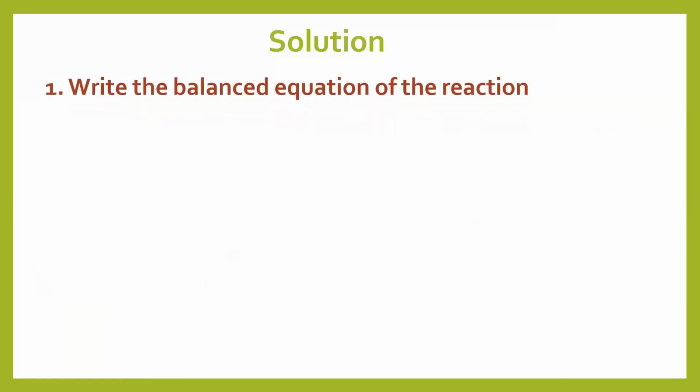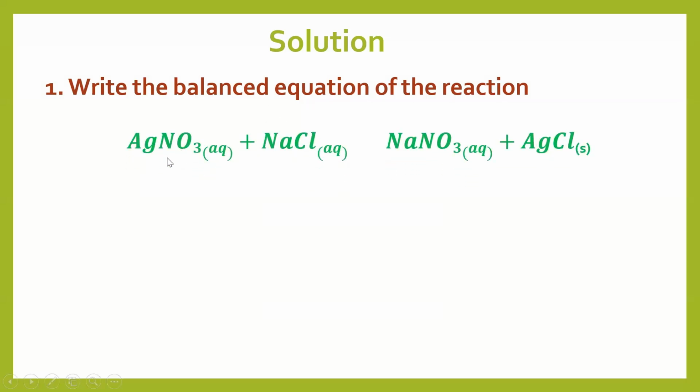It's time to dive into the solution depending on the same strategy that I just mentioned. Step number 1, write the balanced equation of the reaction. The reaction was the reaction of silver nitrate and sodium chloride. They are ionic compounds. The product will be sodium nitrate and silver chloride.